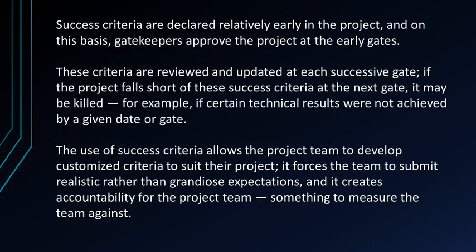Success criteria are declared relatively early in the project, and on this basis, gatekeepers approve the project at the early gates. These criteria are reviewed and updated at each successive gate. If the project falls short of these success criteria at the next gate, it may be killed. For example, if certain technical results were not achieved by a given date or gate, the use of success criteria allows the project team to develop customized criteria to suit their project. It forces the team to submit realistic rather than grandiose expectations, and it creates accountability for the project team, something to measure that team against.